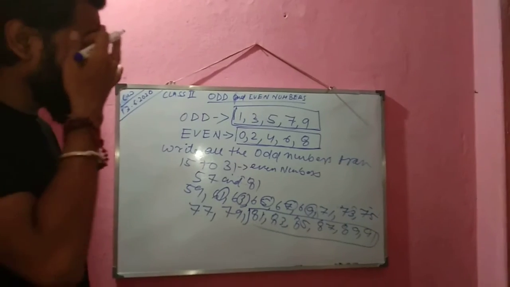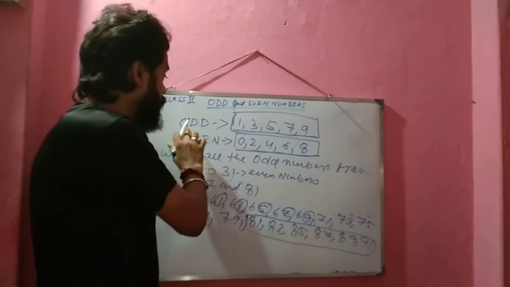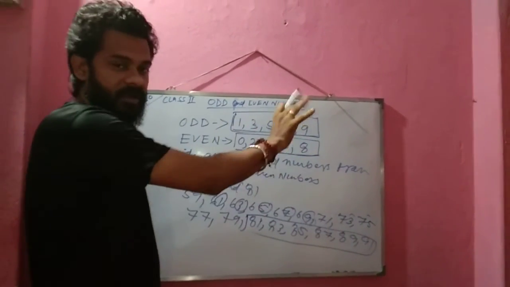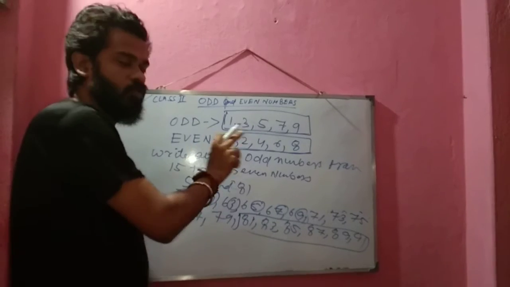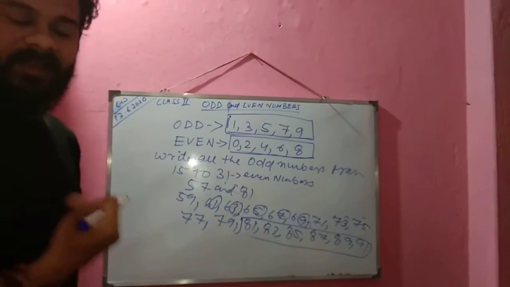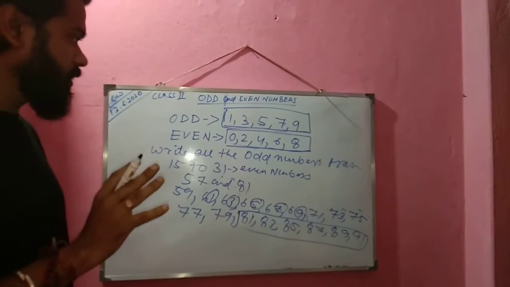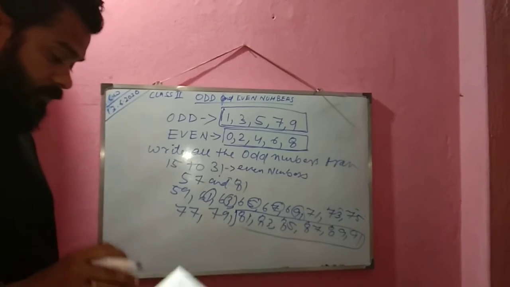You just have to remember these 5 digits only. Odd numbers will end at 1, 3, 5, 7, 9, and even numbers will end at 0, 2, 4, 6, 8. That is it. There is nothing extra about odd and even numbers. Okay.